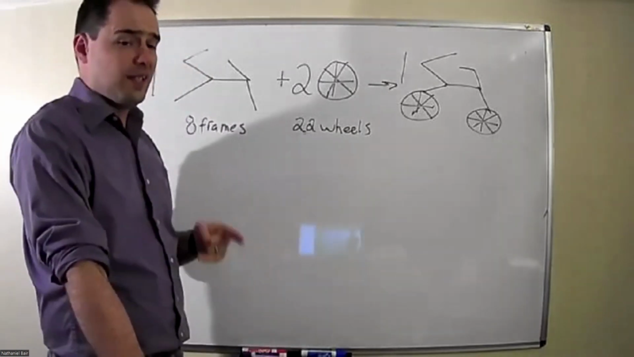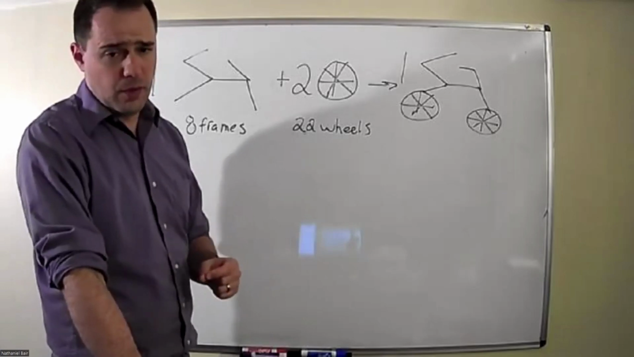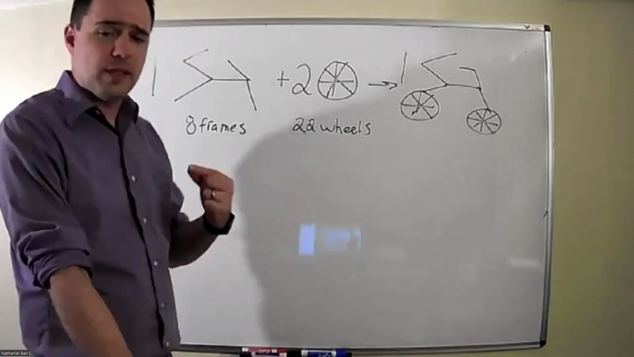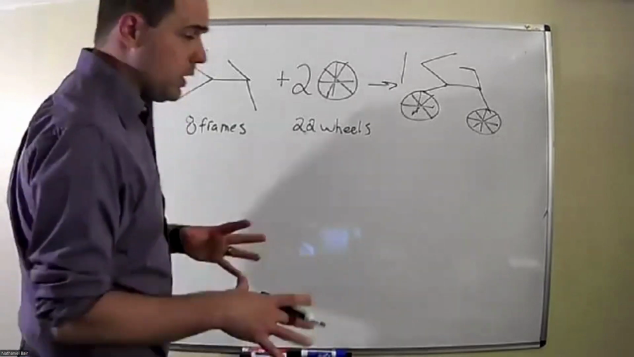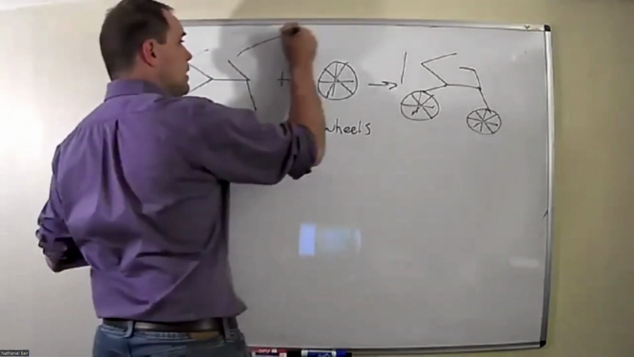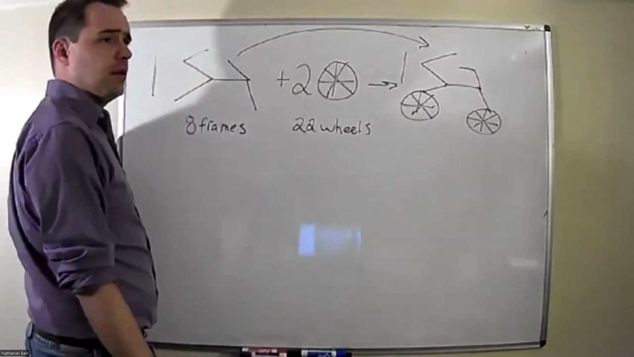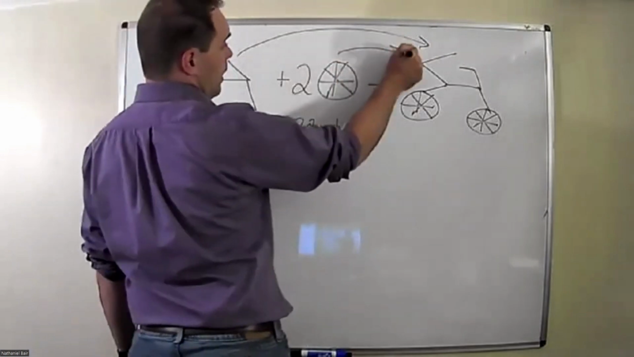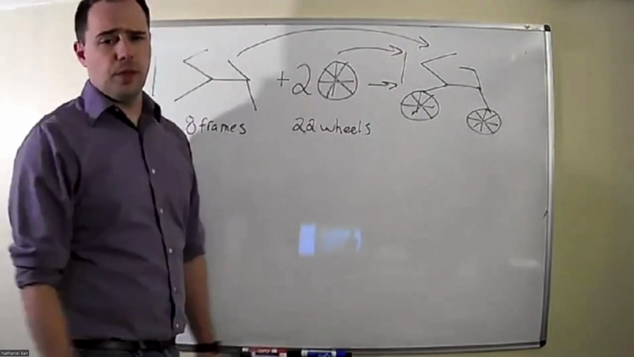But what I'm interested in is how did you figure that out? There's a couple ways you can figure that out, but the way that transfers over best to chemistry is this. What a lot of people do is say, 8 frames, how many bikes would that let me make? And they figure that out. And then they say, 22 wheels, how many bikes would that let me make? Well, I can only make the smaller number.